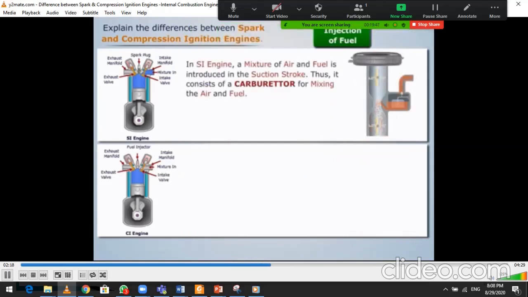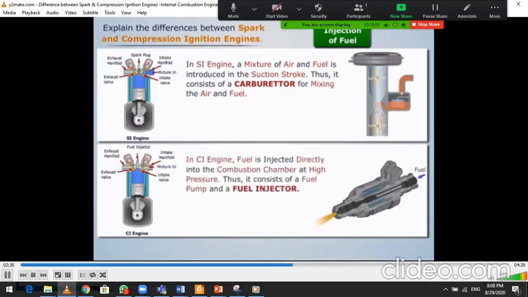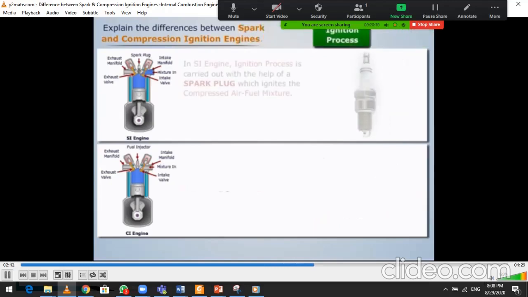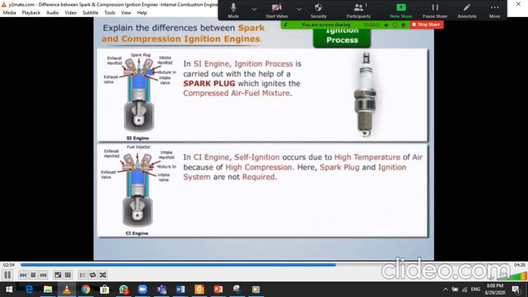In spark ignition engine, a mixture of air and fuel is introduced in the suction stroke. Thus, it consists of a carburetor for mixing the air and fuel. Whereas in compressed ignition engine, fuel is injected directly into the combustion chamber at high pressure. Thus, it consists of a fuel pump and a fuel injector. In spark ignition engine, ignition process is carried out with the help of a spark plug, which ignites the compressed air-fuel mixture. Whereas in compressed ignition engine, self-ignition occurs due to high temperature of air because of high compression. Here, spark plug and ignition system are not required.